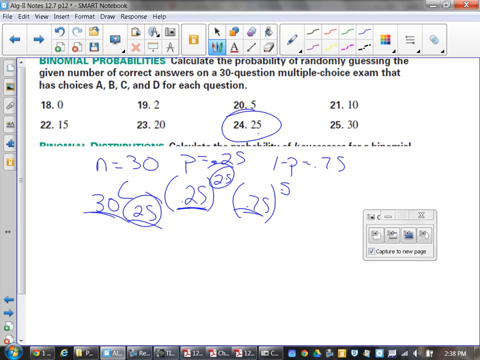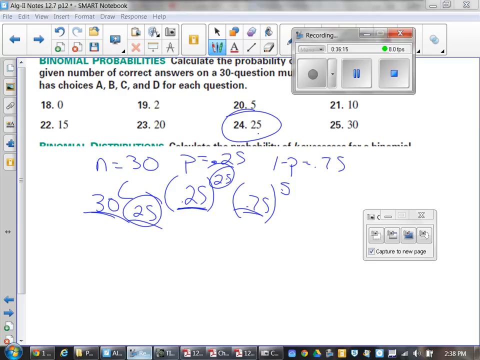What did you do, Lincoln? I actually did 10 C 5 for some reason, which isn't the right answer, but that's okay. Anything else? Shouldn't be bad.